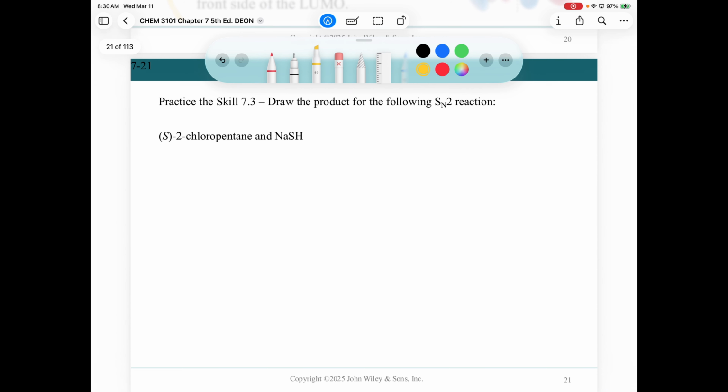However, I would stress about a question like this. Maybe not stress, I would maybe enjoy it. But it says here, draw the product of the following SN2 reaction. Could you guys draw the structure of S-2-chloropentane? I'll give you a second to try and draw that.